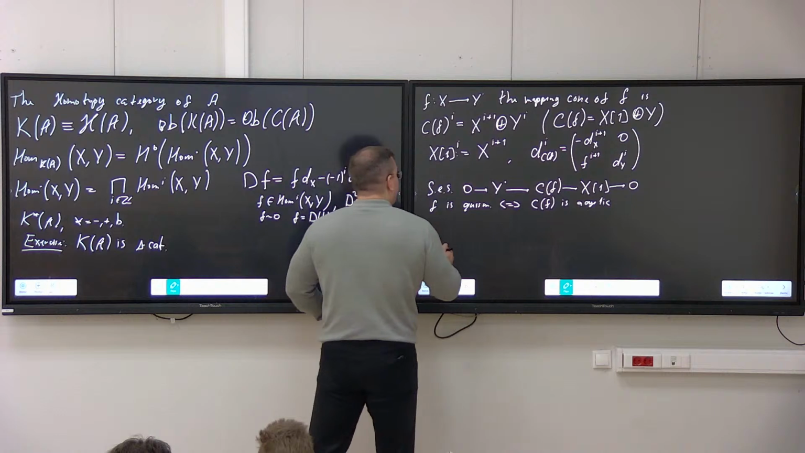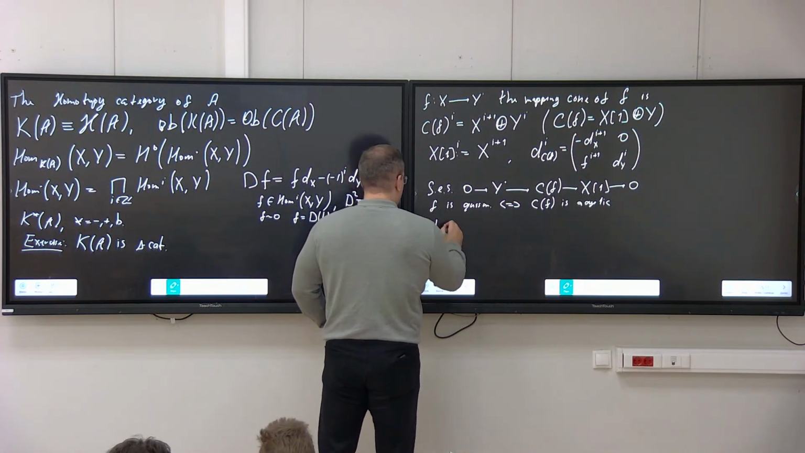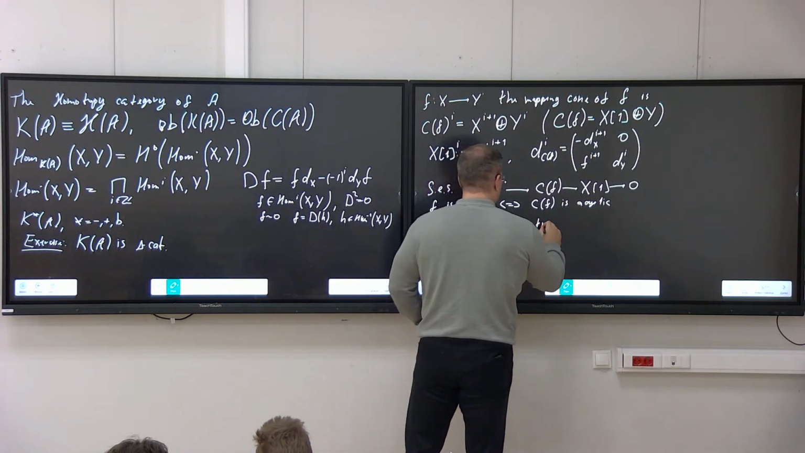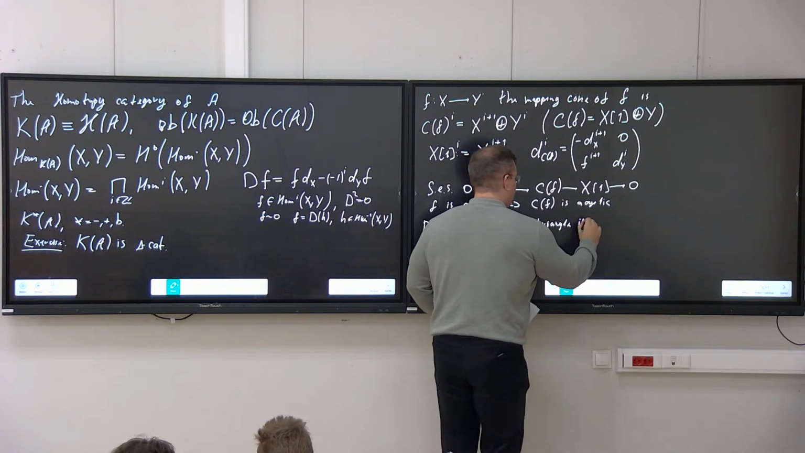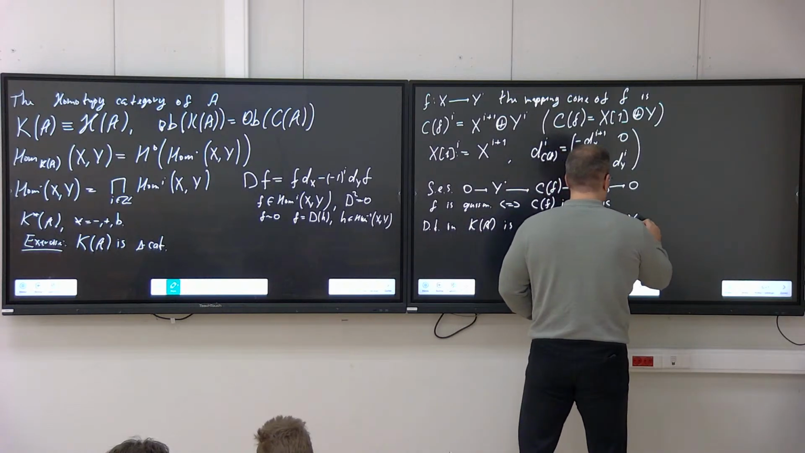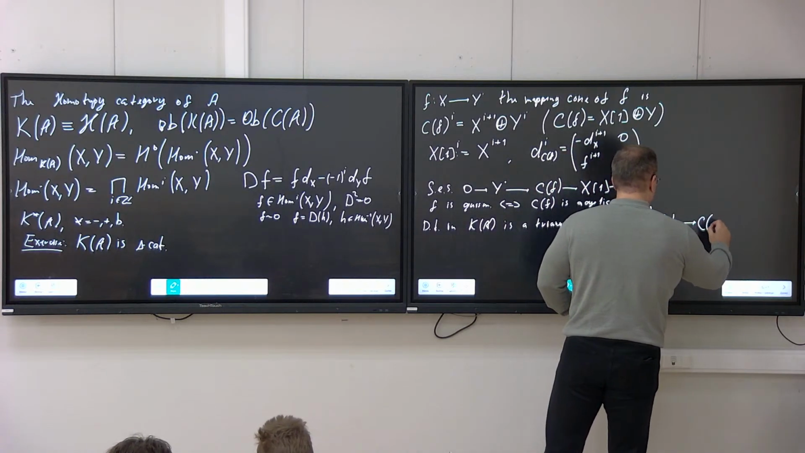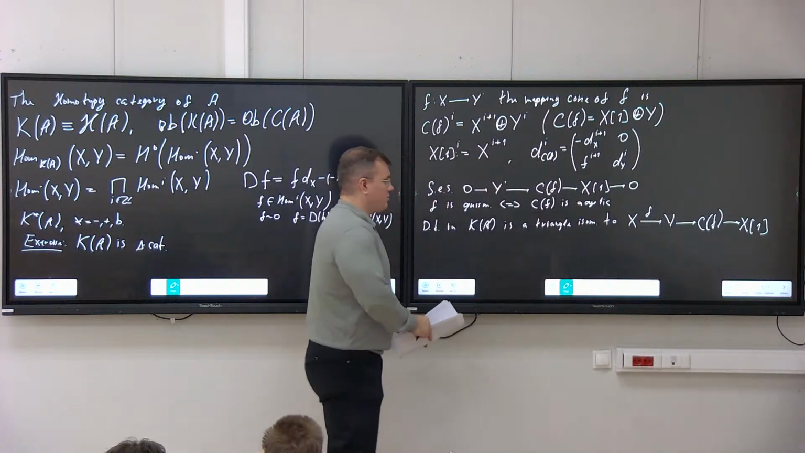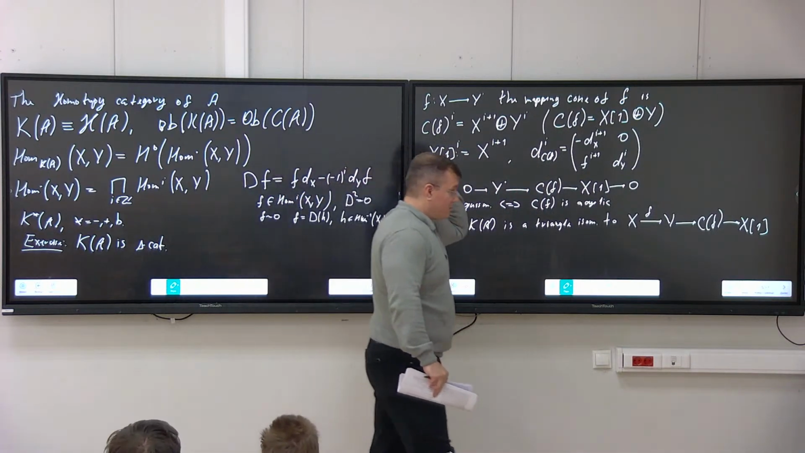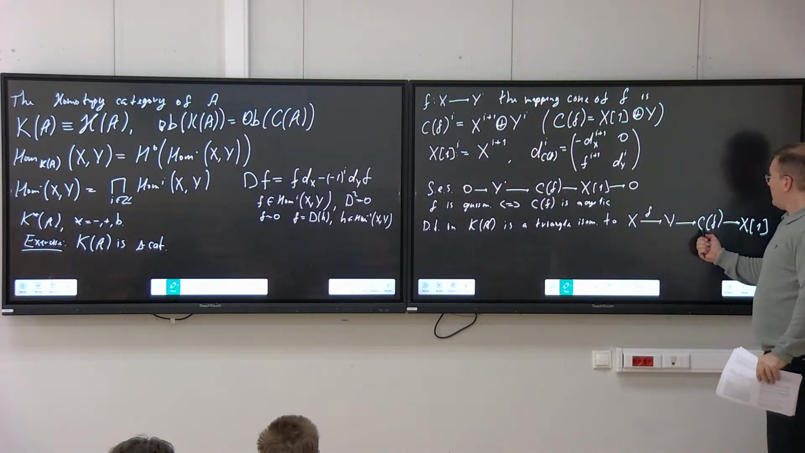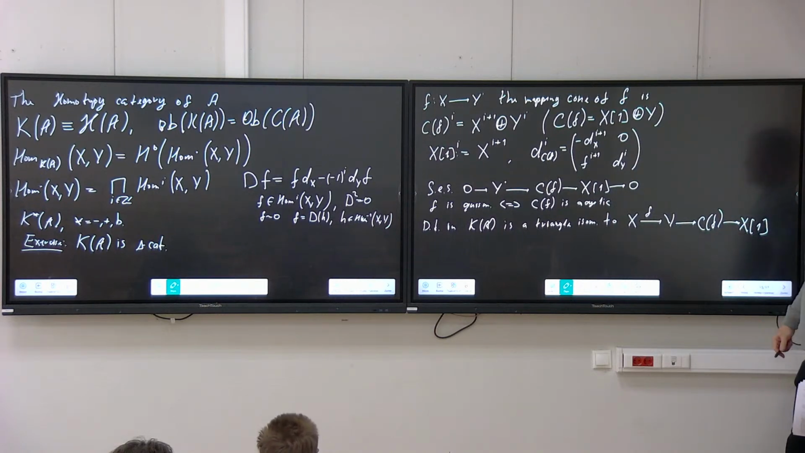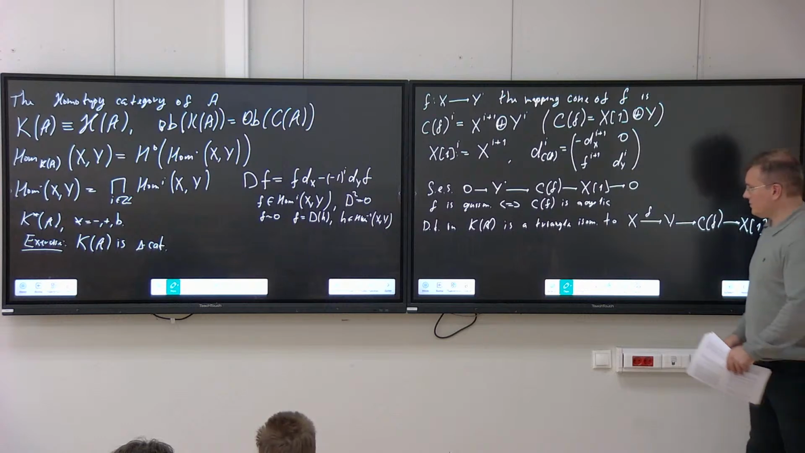So this one I need to define: distinguished triangle. A distinguished triangle in the homotopy category is a triangle isomorphic to the triangle X, F, Y, cone of F, and then the map to X shifted by 1. So in the homotopy category, the completion of the map to a distinguished triangle is just taking the cone of this map. This is why sometimes, even if you work with abstract triangulated categories, you call the third object the cone of this map. But this is just an abuse of notation.